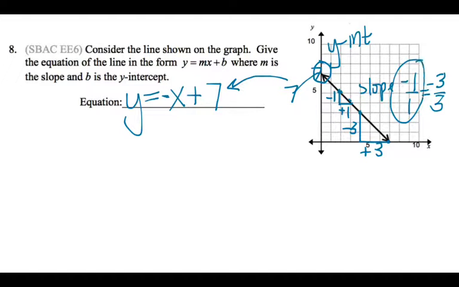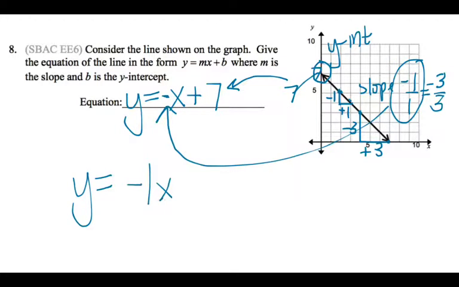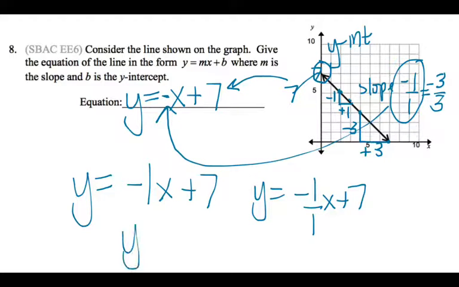My slope is -1 over 1, which could be written as just negative x. You could have also said y equals negative 1x plus 7, y equals negative 1 over 1x plus 7, y equals negative 3 over 3x plus 7. As long as this slope number is equivalent to negative 1, then you're good. That's all for number 8.